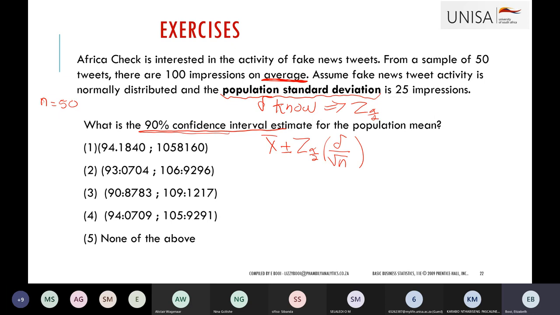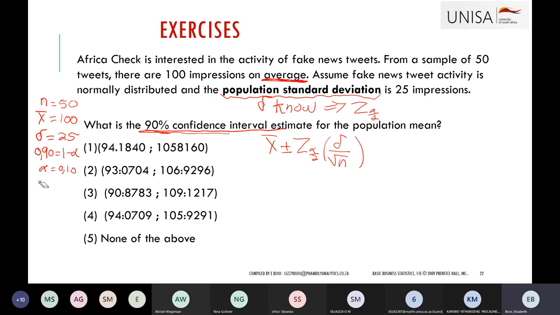So our mean from the sample, with 100 impressions on average, is 100. We are also given the standard deviation, which is 25. Remember? We are given 1 minus alpha, because that's what the 90% confidence level is. Therefore, our alpha is 0.10. Remember that.